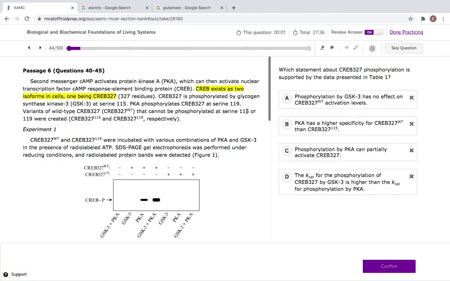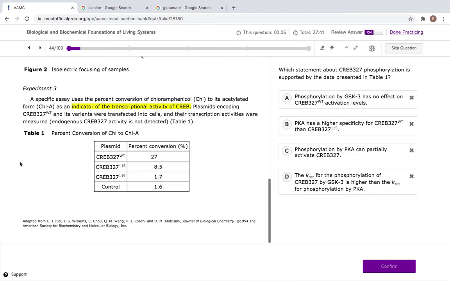Which statement about Krebs 327 phosphorylation is best supported by the data presented in table 1? Okay, let's go. Table 1, only table 1. Let's look at what happens here. So remember, as I highlighted here, transcriptional activity corresponds with the conversion of CHL to CHLA. When we get acetylated, we get that transcriptional activity. What gets the most acetylated? What gets the most converted? Krebs 327 wild type. This one's second, this one's third, and this is the control. Okay, so let's see.